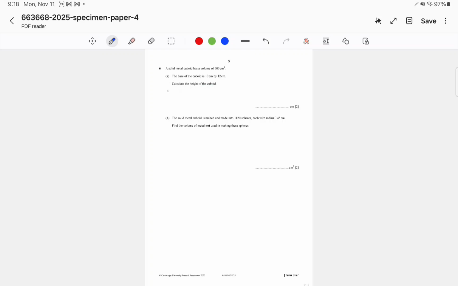So volume is given. The volume of a cuboid formula is length times breadth times height. Length and breadth are given here, so 10 into 12 into height, which we don't know, but we know the volume is 600 cm³. On multiplying 10 into 12, it comes to this side: 600 divided by 10 into 12 equals h. This 0 gets cancelled. 12 divided into 60 is 5. So automatically h is equal to 5 centimeters.